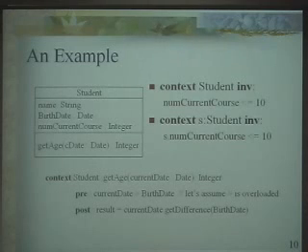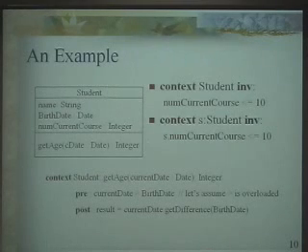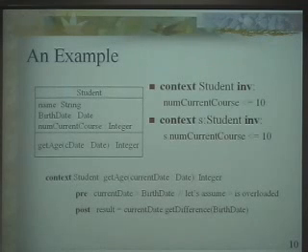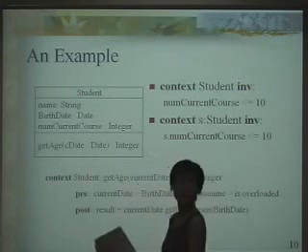Here is the syntax for class invariant. If you look at this particular class, the number of current courses that a student can take must be less than or equal to 10. So use the keywords context and invariant to specify the class invariant. This is applicable to all instances of students.